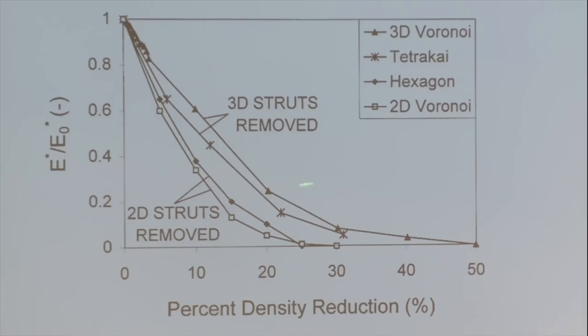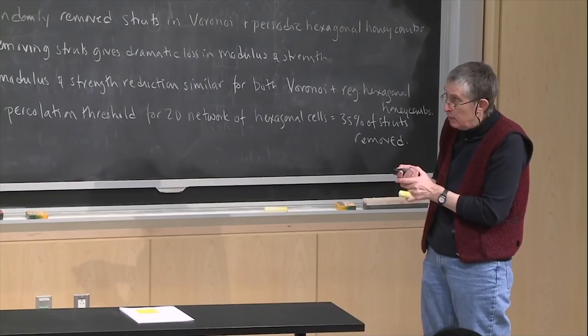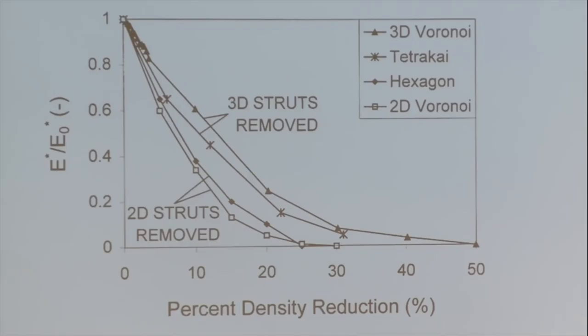And then at the bottom here are the lines for the 2D structures for either a regular hexagonal cell or for a 2D Voronoi cell. You can see there's not a huge difference whether you take a regular structure or a Voronoi random structure. But there's a fairly significant difference between the 2D and the 3D. For the 3D, you have to remove more material before you get the same reduction in modulus. So let me write some notes for that.